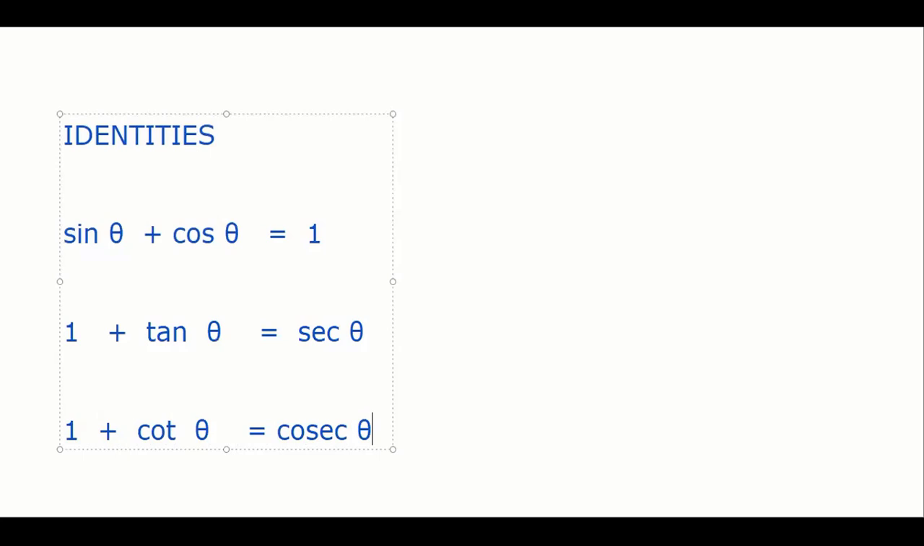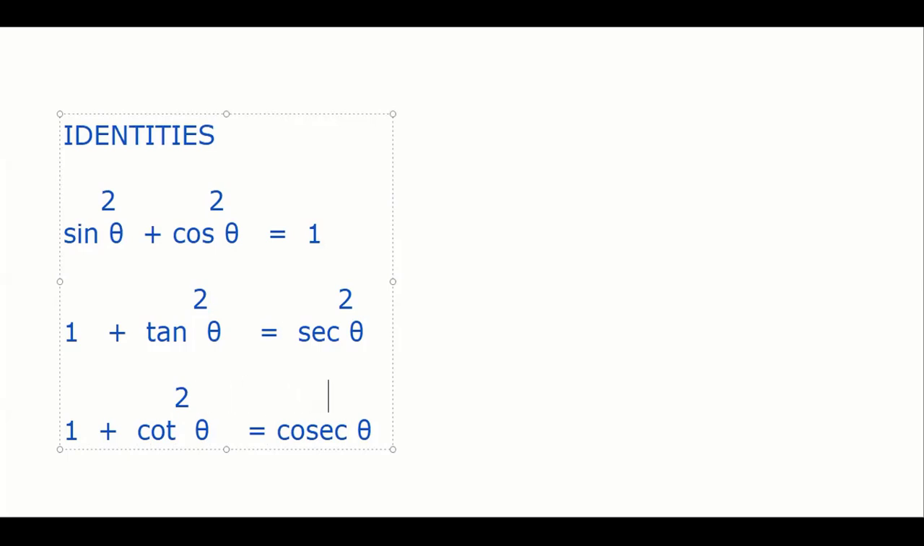Whichever way, I have my way of remembering this, but it's not difficult at all. The main identity, the most useful identity out of the three: sin square theta plus cos square theta is 1. 1 plus tan square theta is sec square theta. You all would know it, but if you don't, you can prove it. 1 plus cot square theta is cosec square theta.